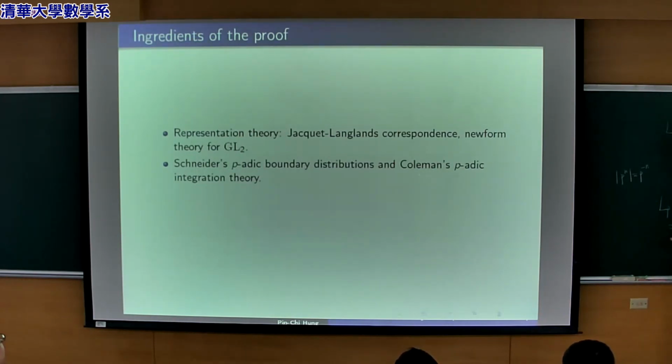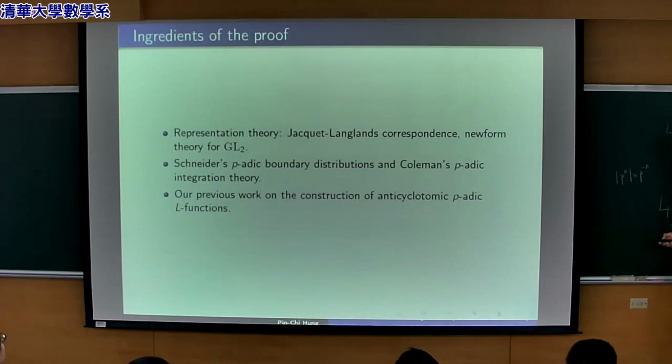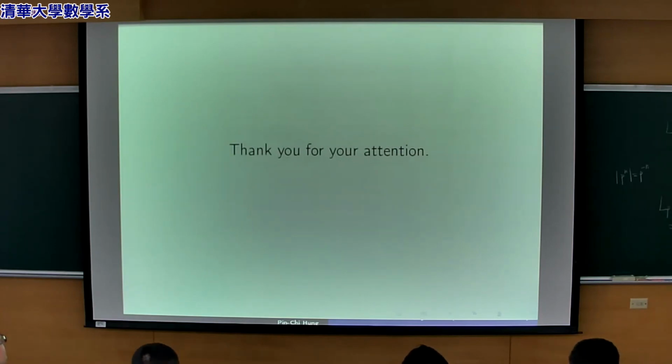Coleman proposed a method to do that, the Coleman p-adic integration theory. Using this, we can construct this function. Of course, this cannot be an arbitrary function; it has to be related to this, so it should be well defined. The last ingredient is that in our previous work, we constructed such a function using p-adic integration. So that's just a sketch of the proof. I don't go into the details. So I stop here. Thank you so much.